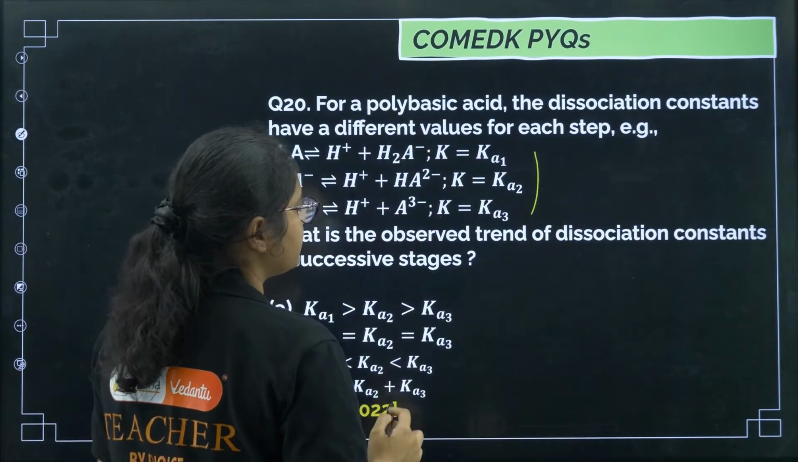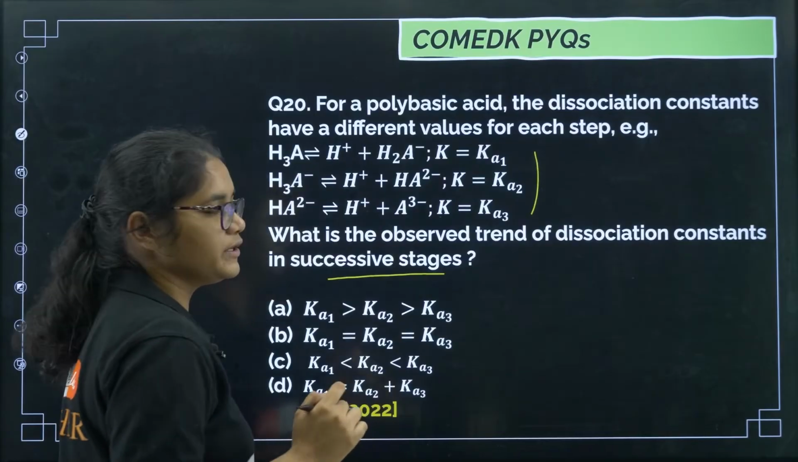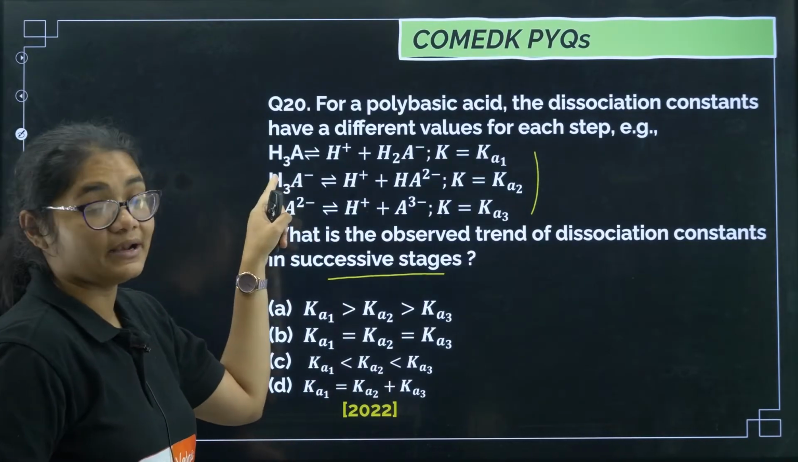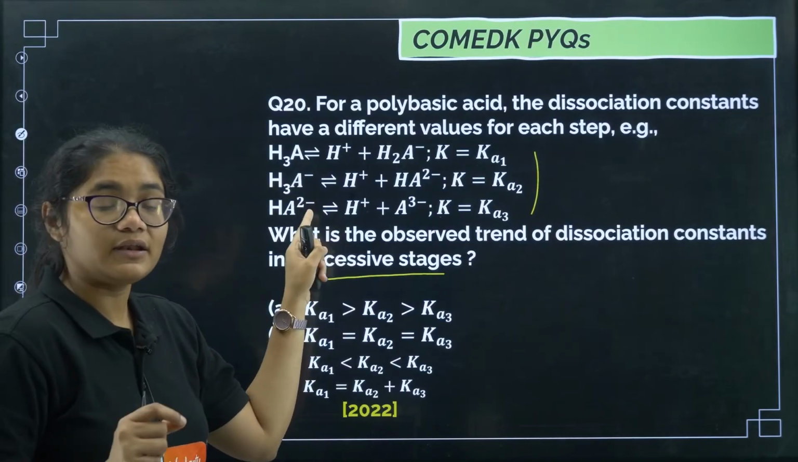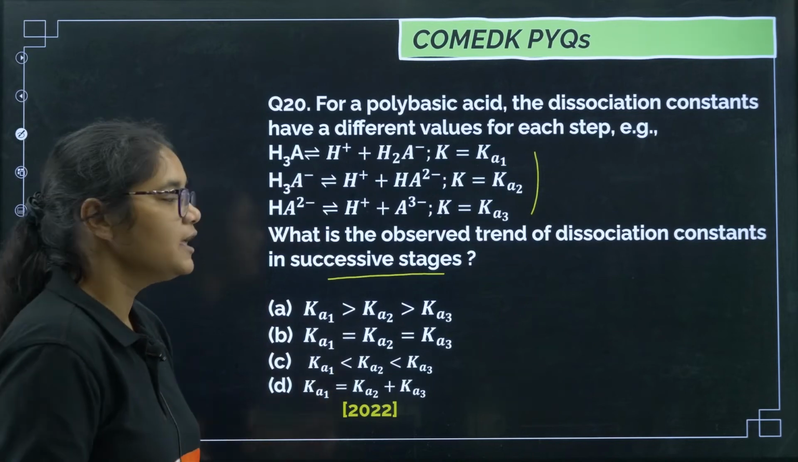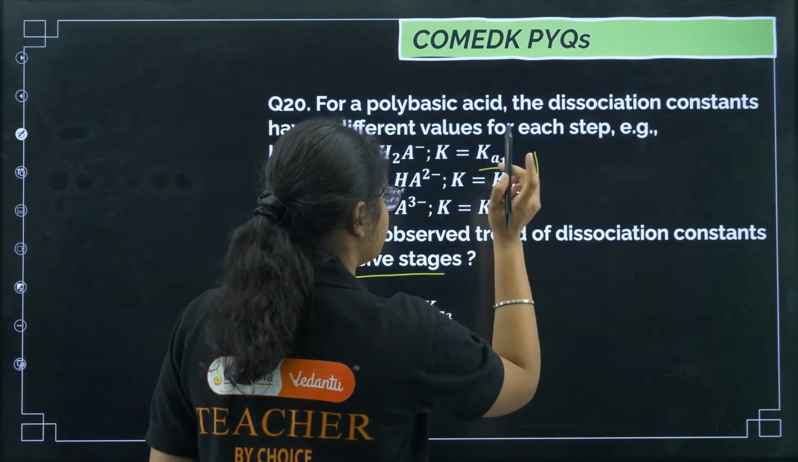What is the observed trend in the dissociation constant? So we know once one H+ is removed, then you have to remove a proton from a negatively charged species where the electrostatic force of attraction is more, so you have to give more effort, right? So that is why here Ka1 will be highest.